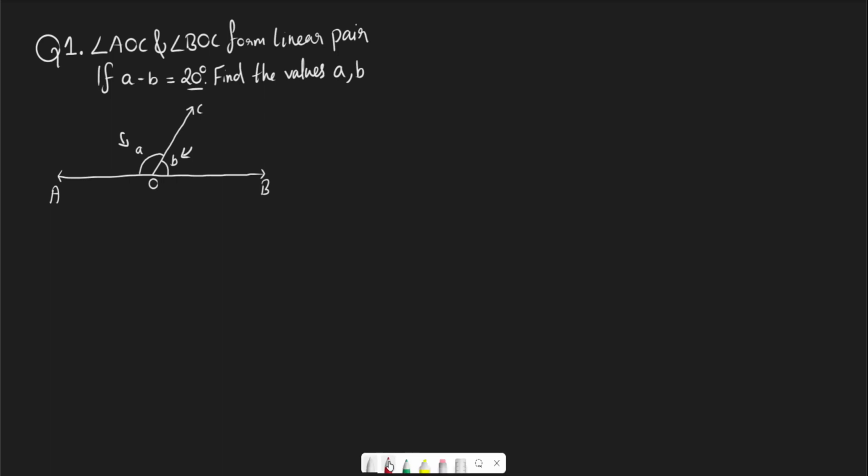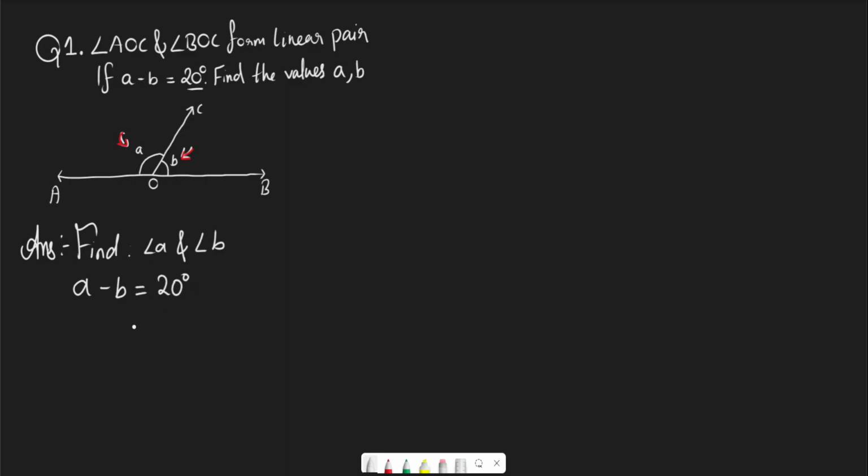Let me just put red here, so it's more highlighted. Now let's find the values of A and B. Let's put the answer here. Let's write the motive first so we don't forget: it's to find angle A and angle B. Now let's write the condition: A minus B is equal to 20 degrees.